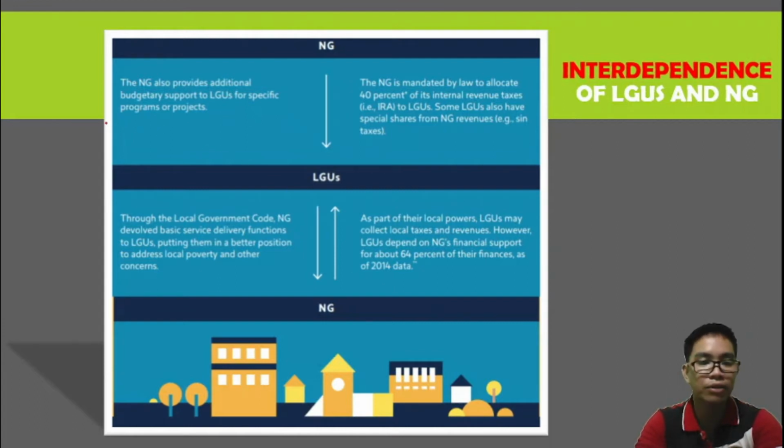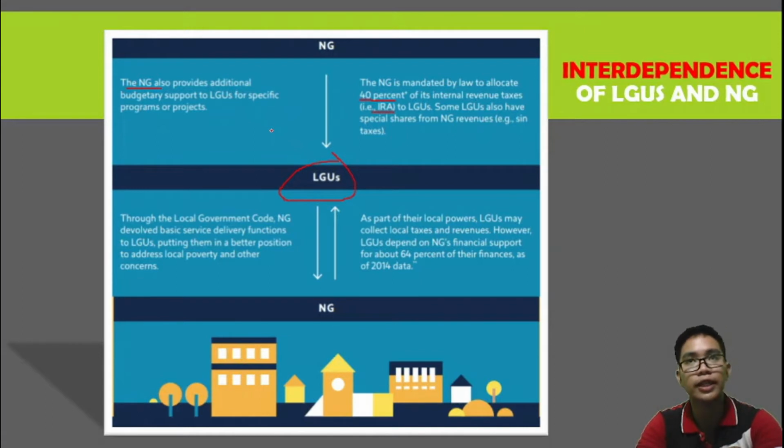Alright. Next one. So, take a look at this example on how LGUs still depend on the national government. Kung babasahin mo dito, the national government also provide additional budgetary. So, they provide additional budgetary. So, bakit? Kasi kailangan yan ng LGUs. Ano ba yung mga additional budgetary support? For example, yung IRA natin, di ba? Ilang percentage? 40% ang binibigay ng national government from the IRA to the local government. Yun yung shares of the LGUs to the national government revenue.